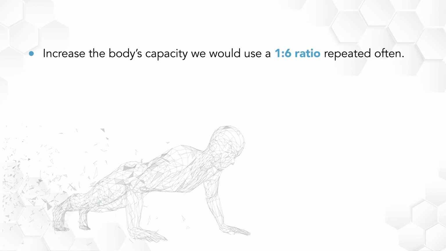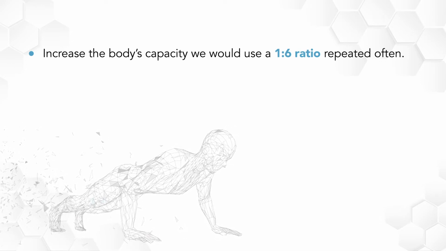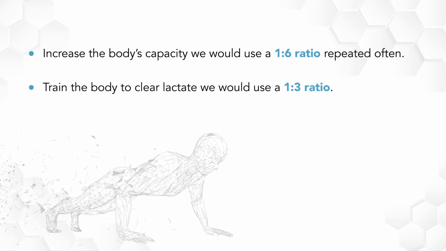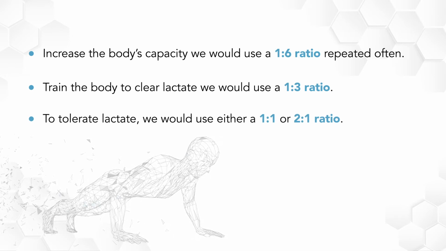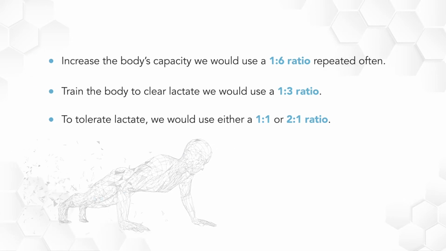So if we wanted to increase the body's capacity, we would use a 1:6 ratio repeated often. If we wanted to train the body to clear lactate, we would use a 1:3 ratio. And if we wanted to teach the body to tolerate lactate, we would use either a 1:1 or 2:1 ratio.